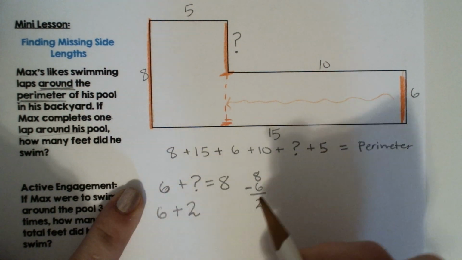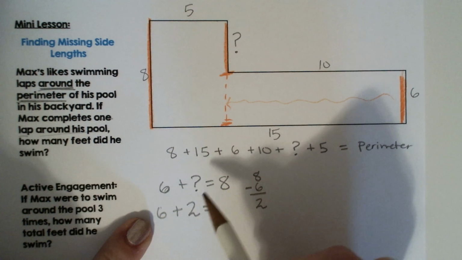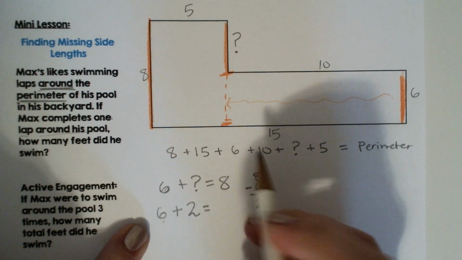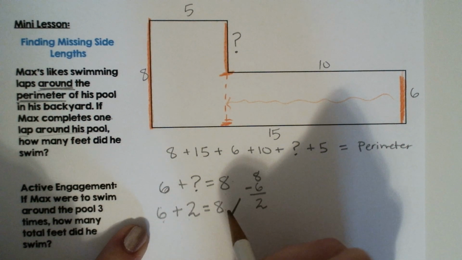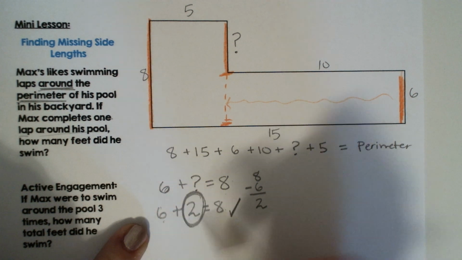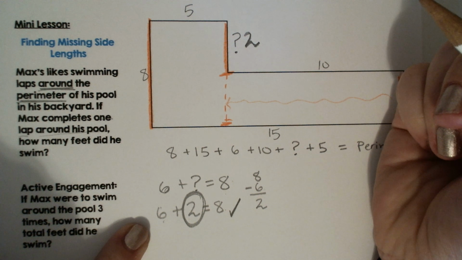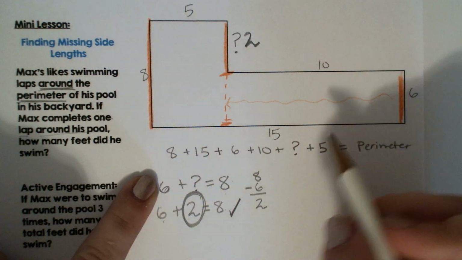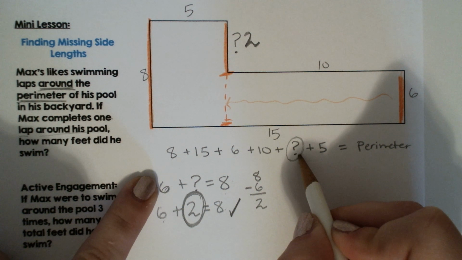But I'm going to check my work because I'm a distinguished learner and I want to make absolute sure that I'm right. 6 plus 2 is 8. Yes, they do match. They're both equal to 8. So I know now that my missing side length is 2. So I'm going to come back over here and label my missing side length as 2. I could also see that I need to plug in 2 right here.